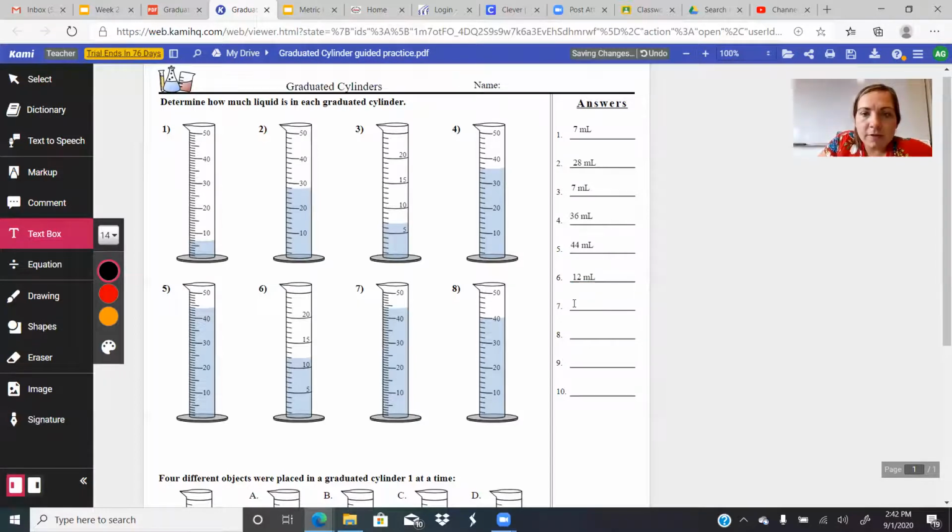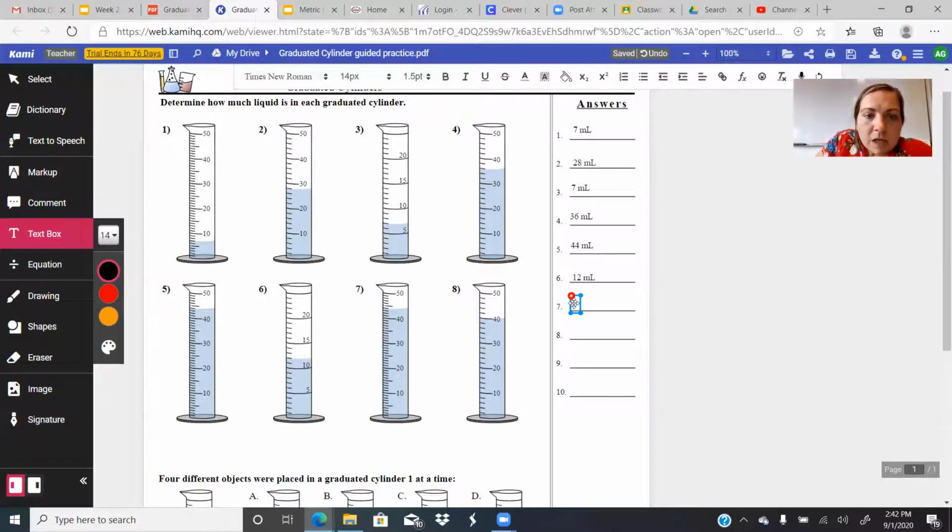All right, number 7. Looks like 10, 20, 30, 40. Looks like counting by ones. 1, 2, 3, 4. 44 milliliters.